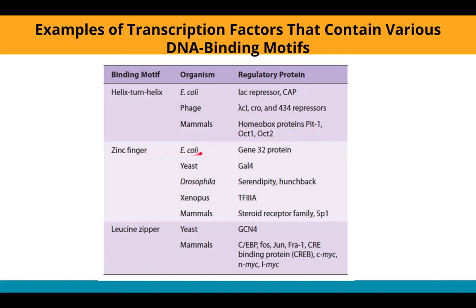embryogenesis. For zinc fingers, for E. coli, we have gene 32 protein. For yeast, we have GAL4. For Drosophila, we have the serendipity protein and hunchback proteins. For Xenopus, we have transcription factor 3A. For mammals, we have the steroid receptor family and SP1. For leucine zippers, for yeast, we have the GCN4 protein. And for mammals, we have C/EBP, Fos, Jun, Fra-1, CRE binding protein or CREB, c-Myc, N-Myc, and L-Myc.